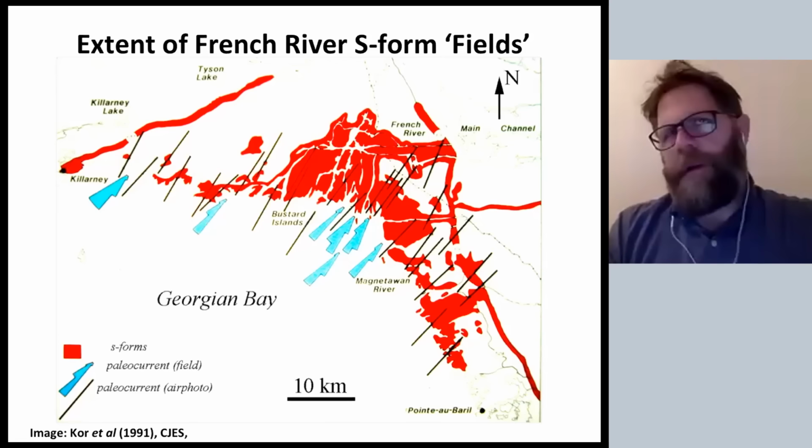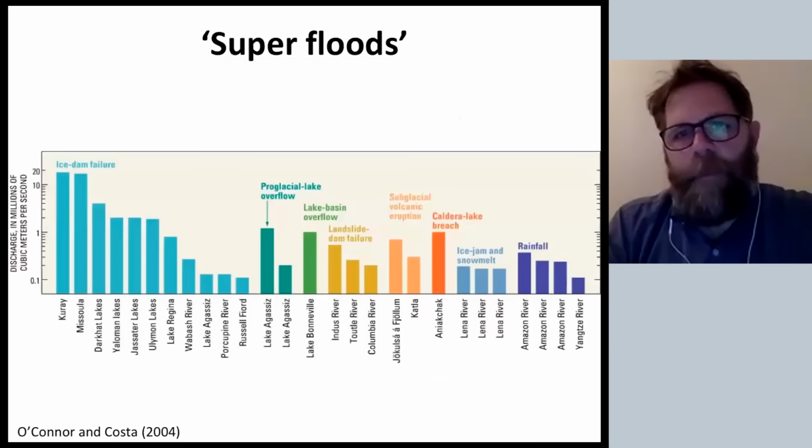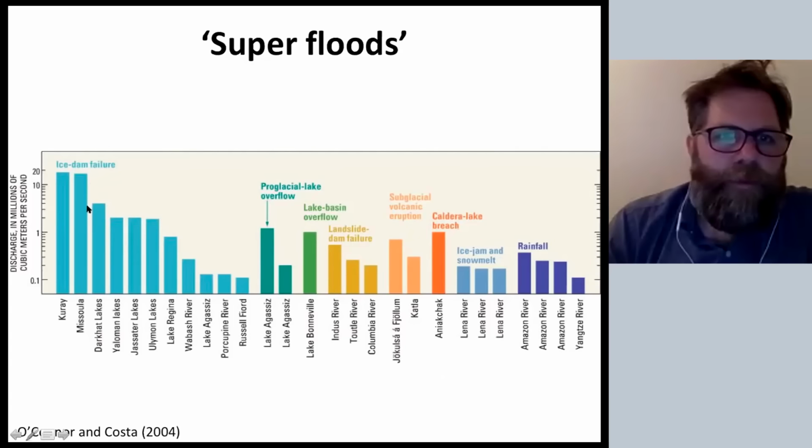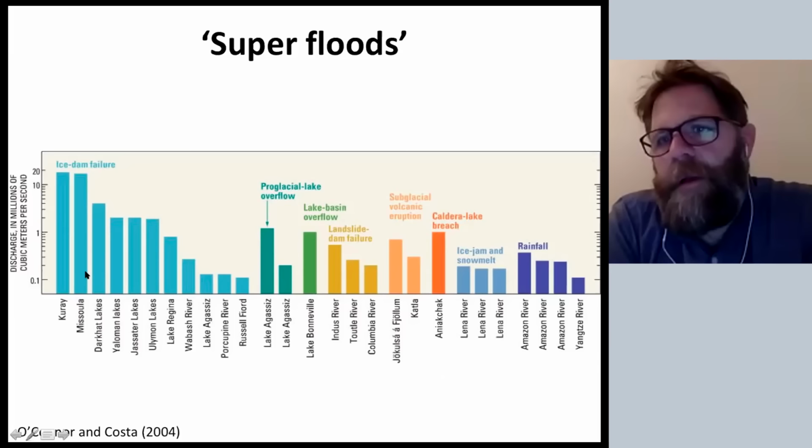And if you calculate that, then if you look at these charts of super floods or mega floods, we're on this end of the chart. We're on sort of Missoula scale discharges going through that area of French River.